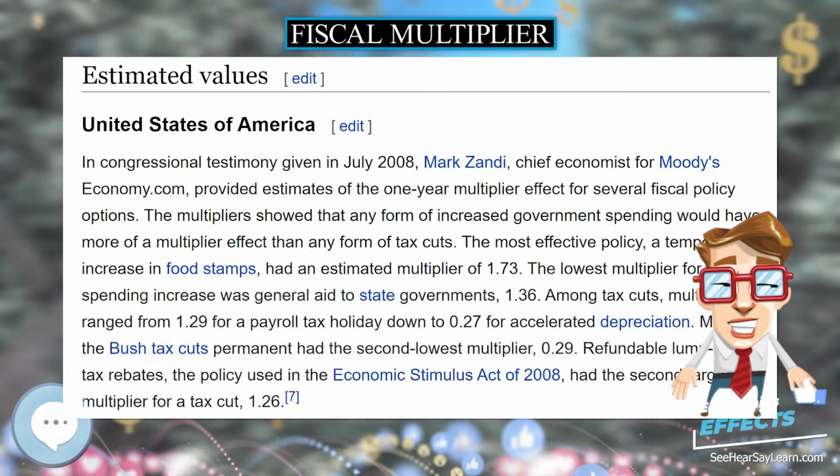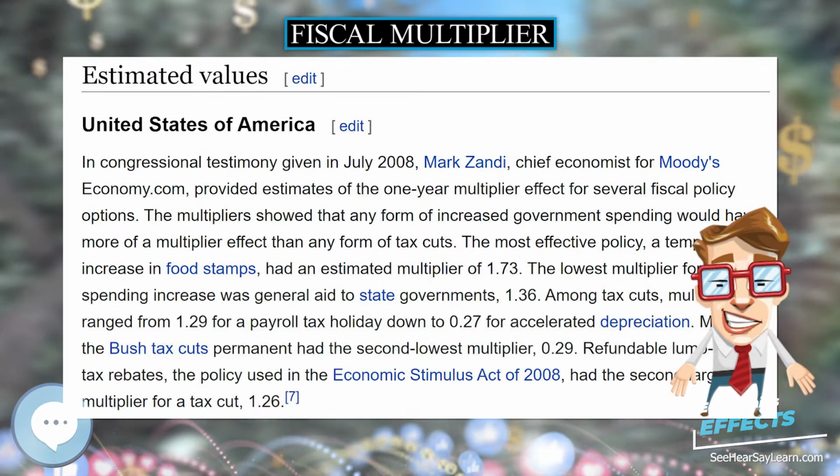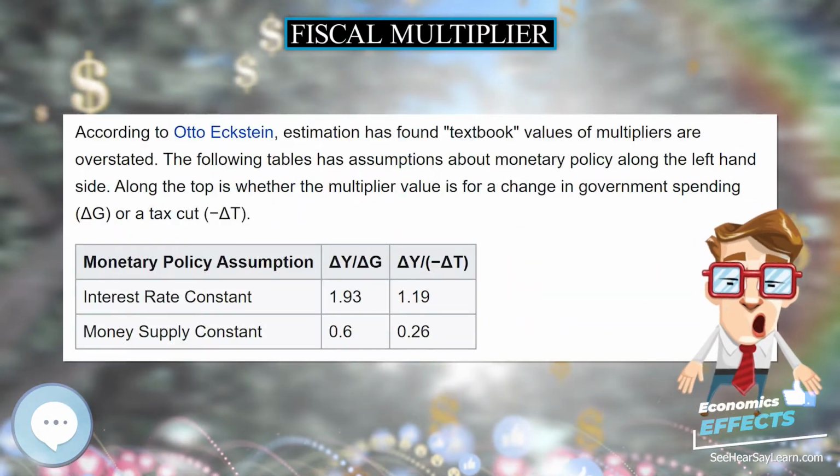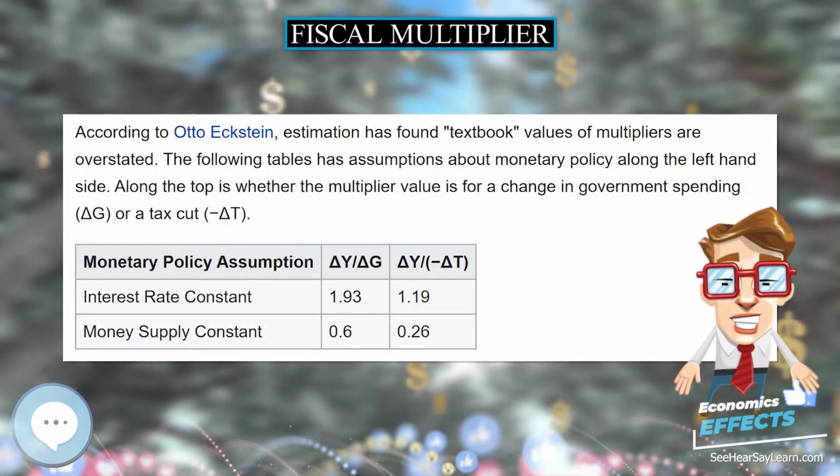Applications. The multiplier effect is exploited by governments attempting to use fiscal stimulus policies to increase the general level of economic activity.